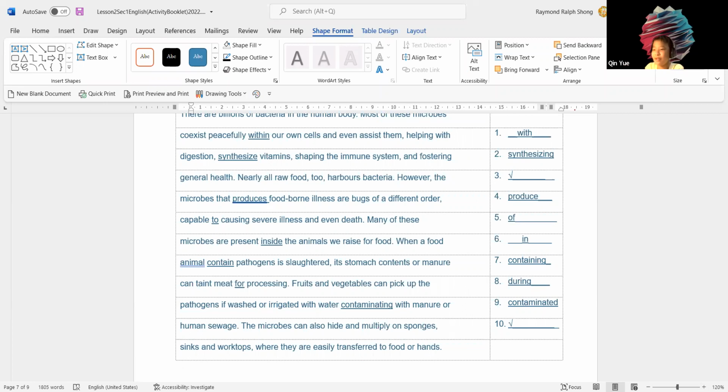When a food animal containing pathogens is slaughtered, its stomach contents or manure contain.